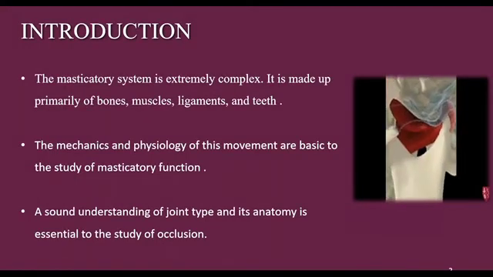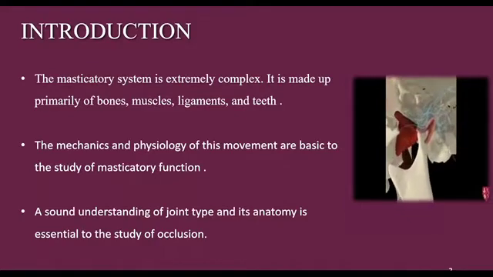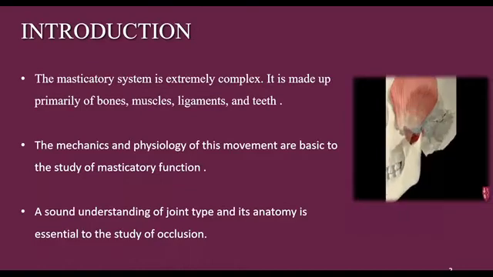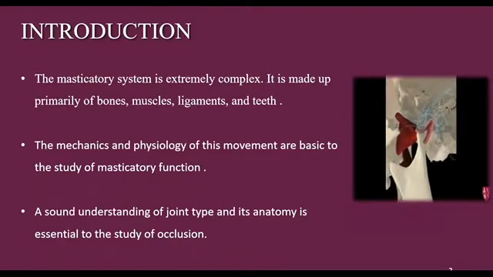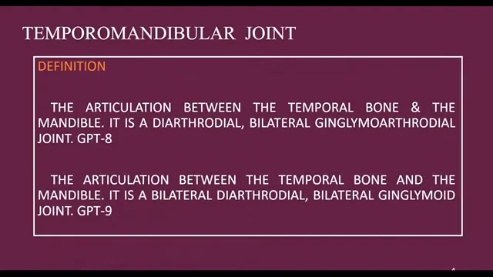It is made up primarily of bones, muscles, ligaments, and teeth. The mechanics and physiology of this movement are basic to the study of masticatory function. Therefore, a sound understanding of joint type and its anatomy is essential to study the occlusion.